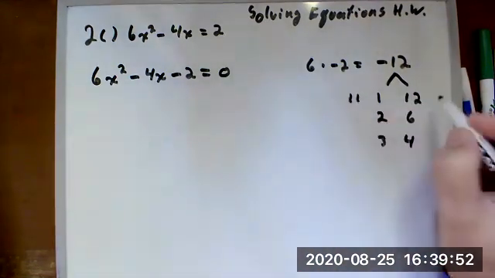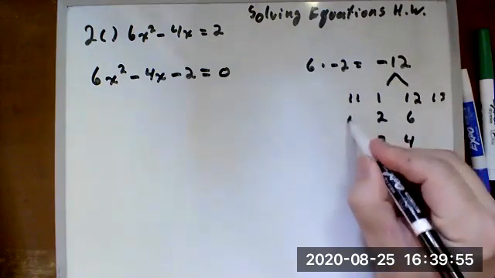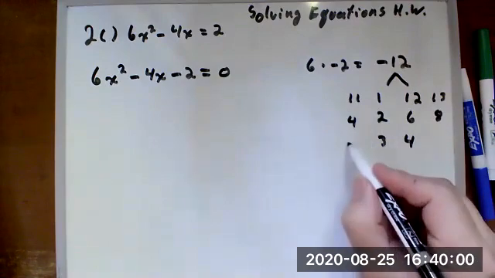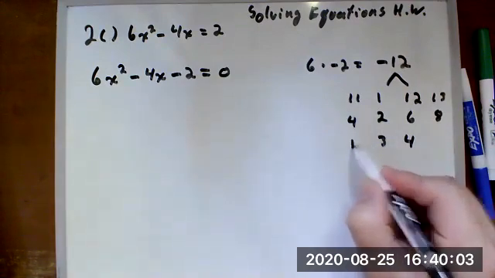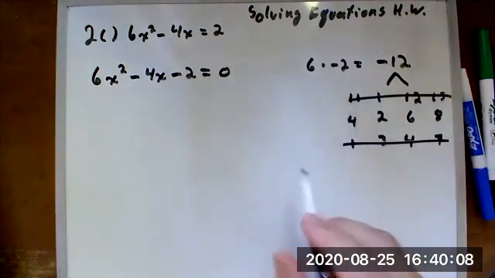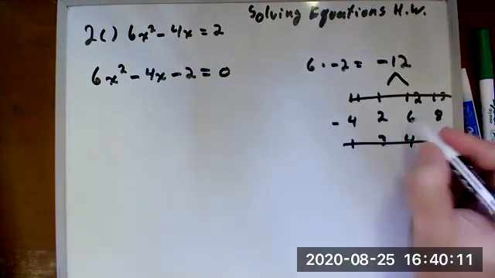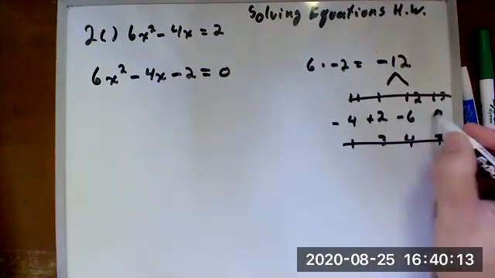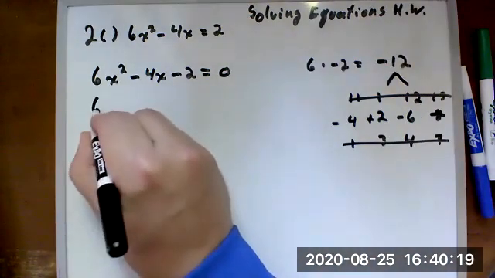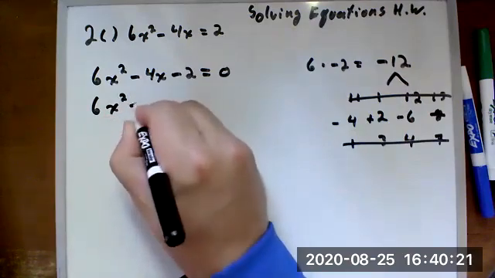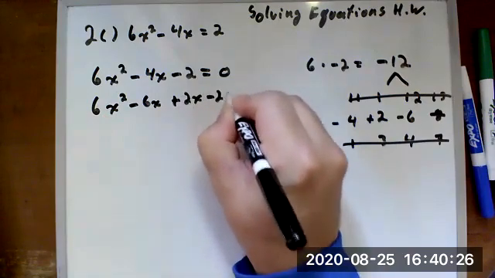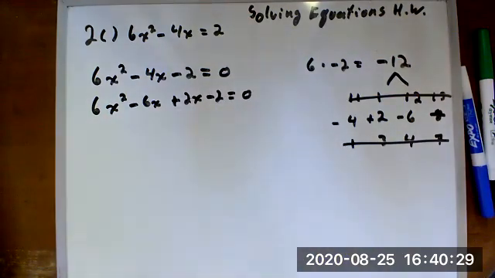This gives us a low of 11 and a high of 13. This is a low of 4 and a high of 8. And this is a low of 1 and a high of 7. Well, there's the 4 that we're looking for. We want it to be a negative 4, so it's going to be a negative 6 and a positive 2. So I can then say 6x squared minus 6x plus 2x minus 2 equals 0.